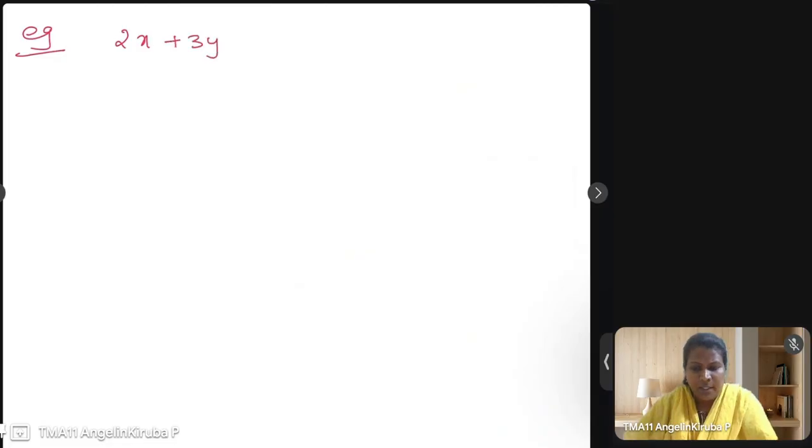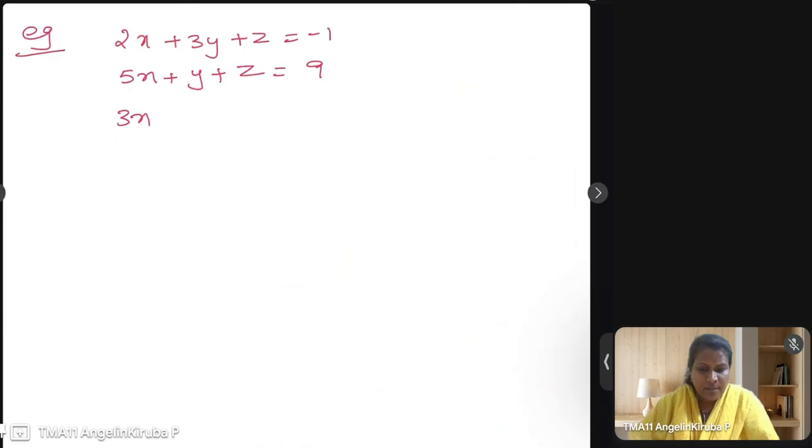2x plus 3y plus z is equal to minus 1. 5x plus y plus z is equal to 9. 3x plus 2y plus 4z is equal to 11. Right? So very first thing we have to do is analyze this. That is, this is a 3 equations with 3 unknowns problem. So first we have to write this in the form of a matrix.